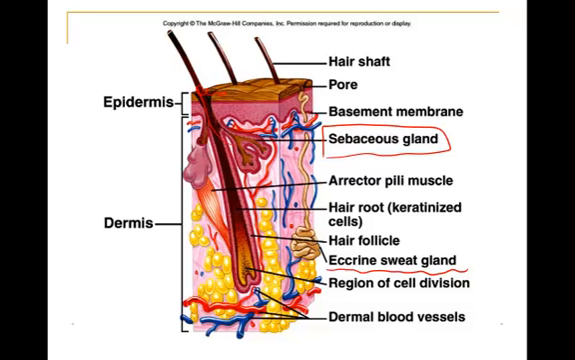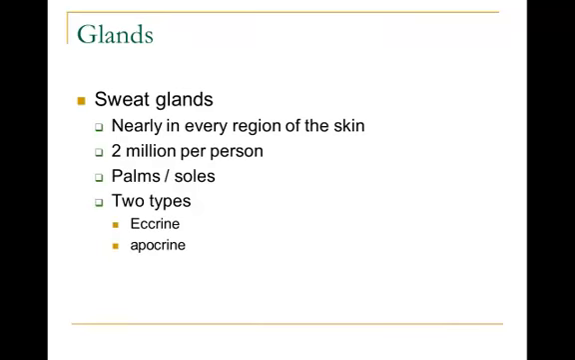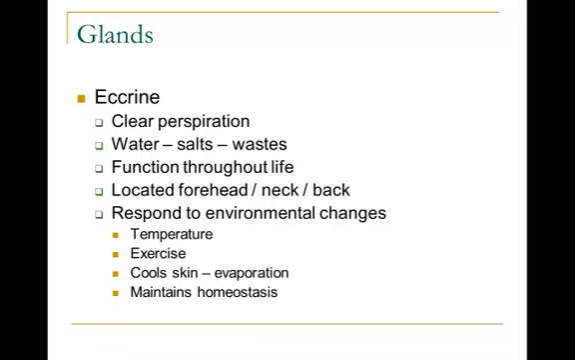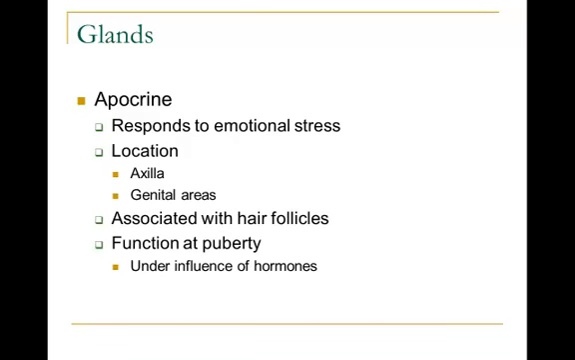As opposed to apocrine, which are more associated with emotional stress. And so we find these in our axilla and genital areas, and they're associated with hair follicles, and they don't really begin to function until puberty, under the influence of our hormones.